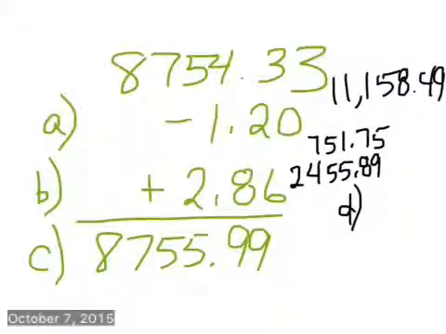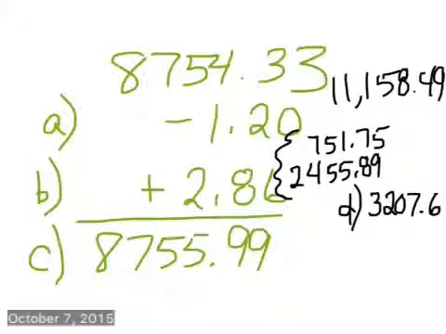No, not quite for this one. Because it says what's the total. Yeah. It wants you for Part D to add these two numbers together. The $7.51 and 75 cents and the $24.55 and 89 cents. How much money is that? $3,207.64, right, Jordan? Good job.